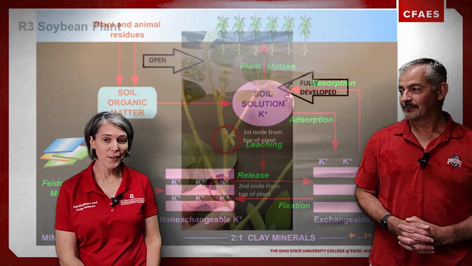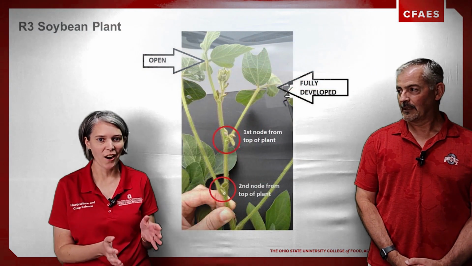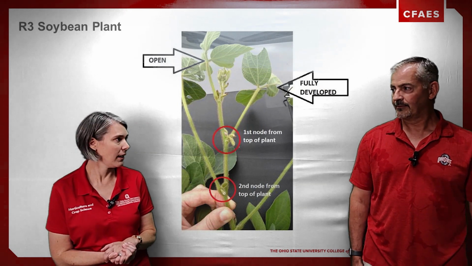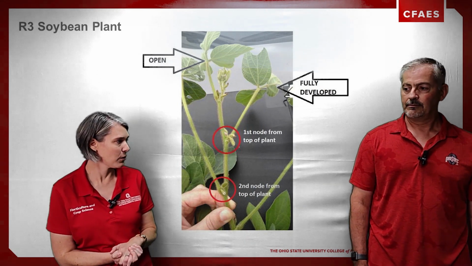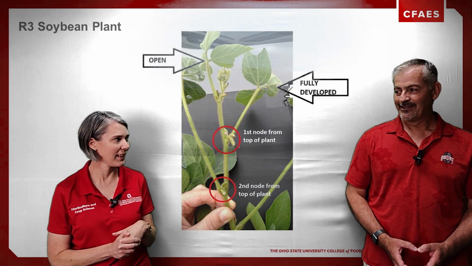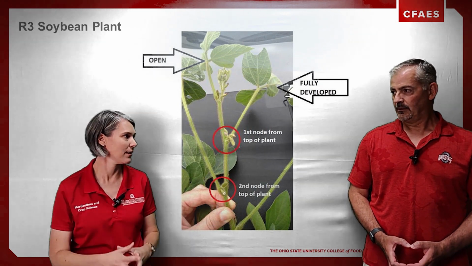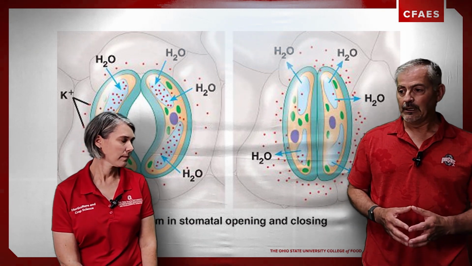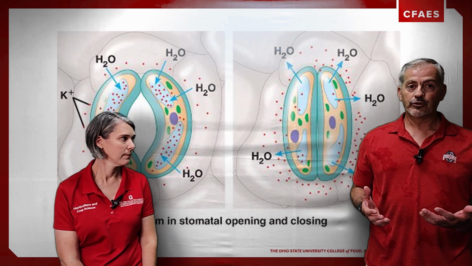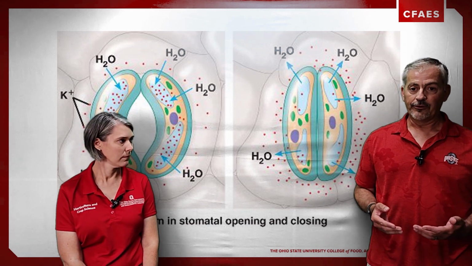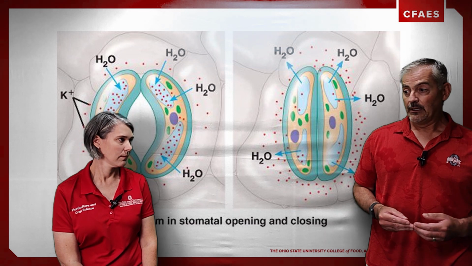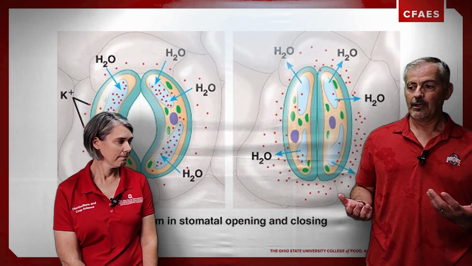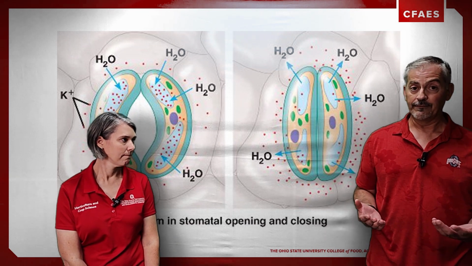Mm-hmm. Another hot topic right now, soybeans are at that R3, R4, R5 growth stage. A lot of farmers are interested in foliar applications of micronutrients. Can you talk a little bit about how plants get micronutrients through their leaves? Sure. If you apply a foliar application of a micronutrient or potassium or what have you, those nutrients are taken up by plant leaves through the stomates, or the openings on the underside of the leaves. And those stomates need to be open in order for those nutrients to be taken up and absorbed by the plant leaf itself.